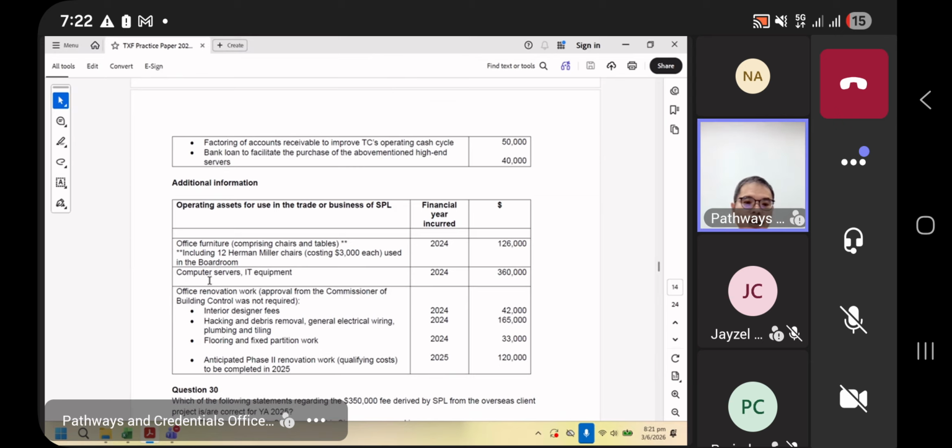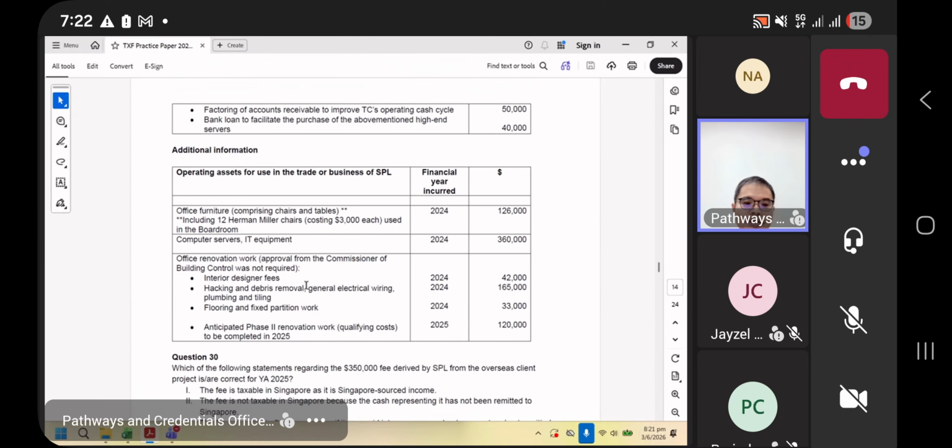Okay, and then you have the computer server IT, which is 100%, and then you have renovation, repairs and renovation work. So when you see repairs, renovation work, the thing that comes into your mind will be your section 14N deduction.